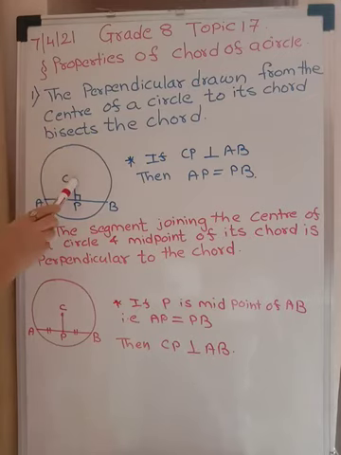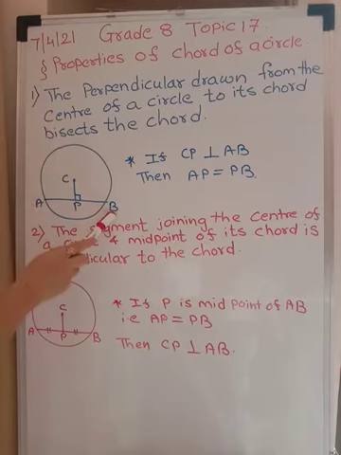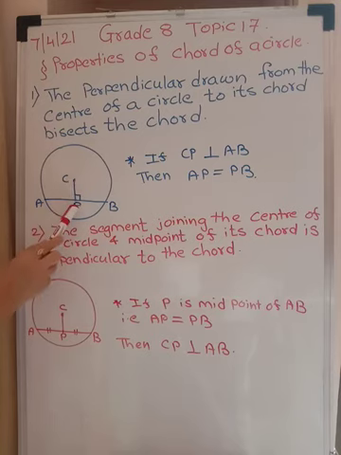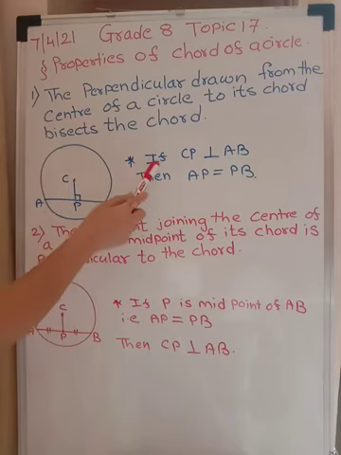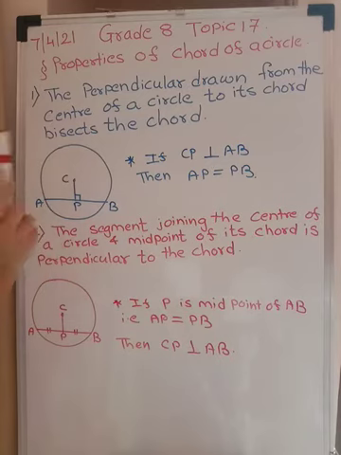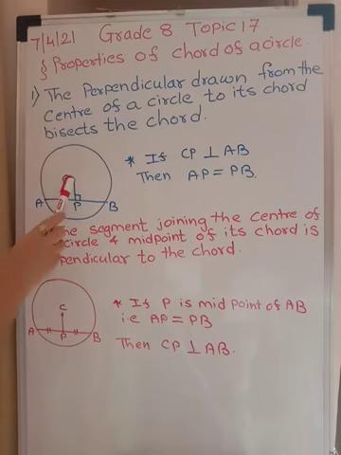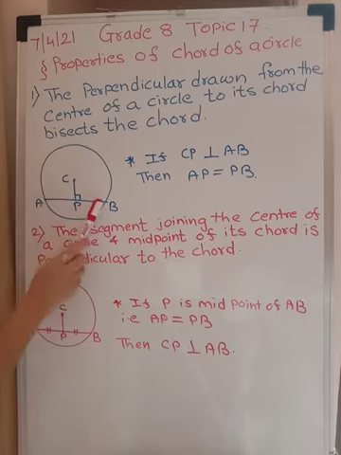Perpendicular drawn from the center of a circle to its chord. So this is the circle, this is a rough diagram I have drawn. This is a circle with center C and AB is a chord. If we are drawing a perpendicular from the center to the chord, that means if CP is perpendicular to AB, then it bisects the chord. That means perpendicular drawn from the center of a circle to its chord bisects the chord.